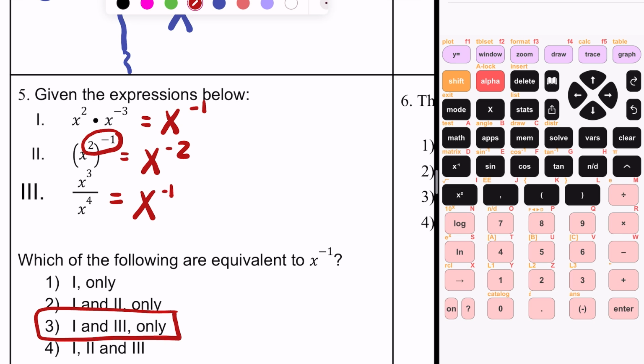Now, remember, you would never actually leave your answer as x to the -1. We don't like negative exponents. But here they just want to know which one is equivalent to x to the -1, so that is fine.